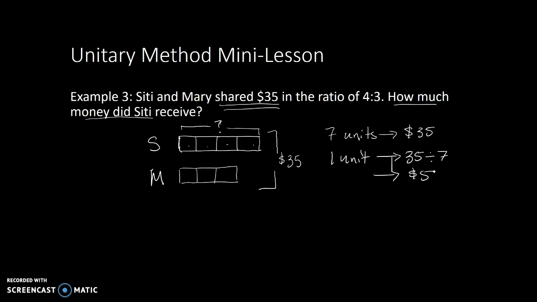And then we want to solve for 4 units because that's how many units Siti has. So that's going to be 5 times 4, which equals $20.